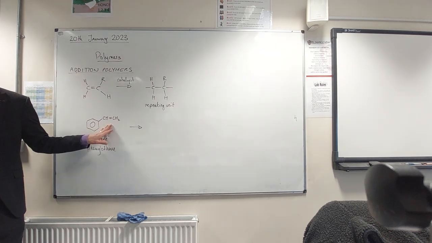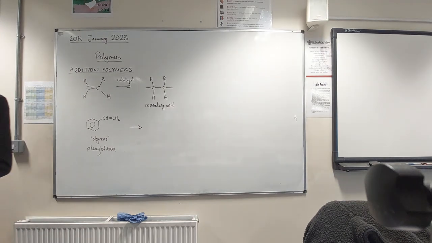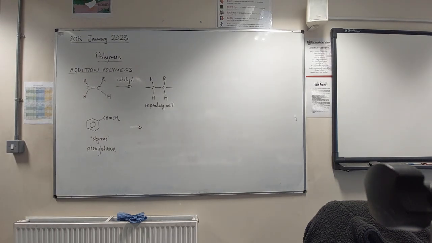So how would we write the repeating unit for that? Could you just draw that in your books, thanks. Just draw the repeating unit for polystyrene, as it would be, or polyphenylethane, as we should probably call it. That's what they'll call it in the exam.